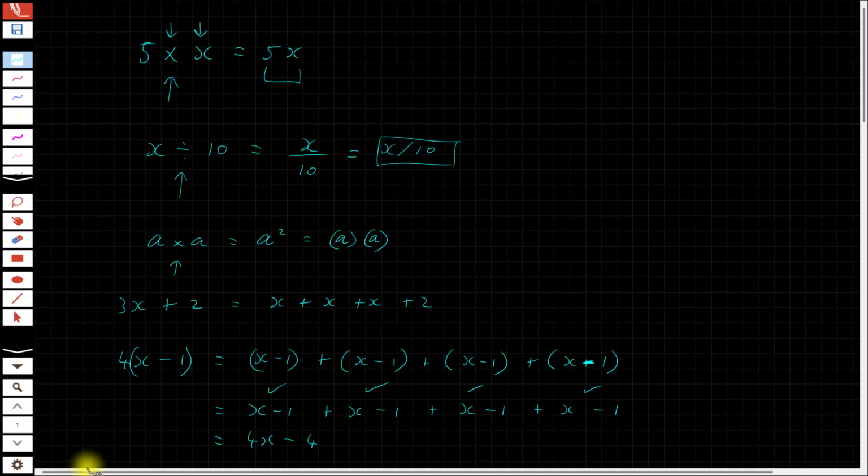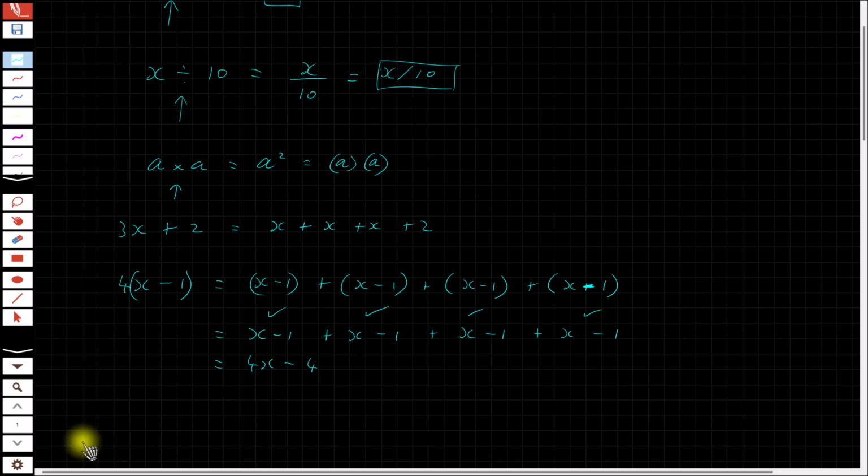We can do this a quicker way by expanding the brackets. 4 times x and then 4 times negative 1. Notice we get the same thing. 4 times x is 4x, and 4 times negative 1 is negative 4.